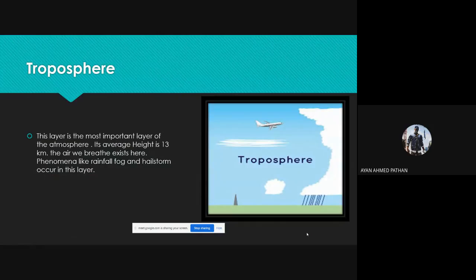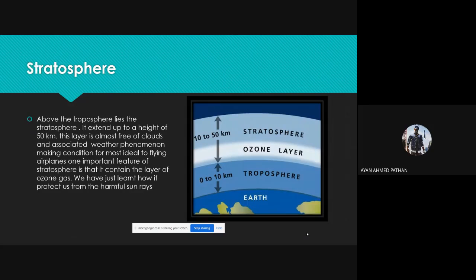Its average height is 13 kilometers. The air we breathe exists here. Phenomena like rainfall, fog, and hill stations occur in this layer. Stratosphere. Above the troposphere lies the stratosphere. It extends up to a height of 50 kilometers. This layer is almost free of clouds and associated weather phenomena, making conditions most ideal for flying aeroplanes.